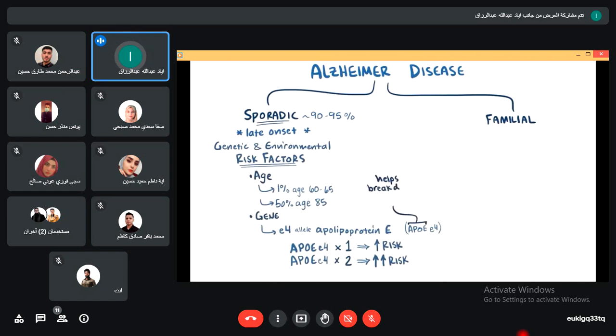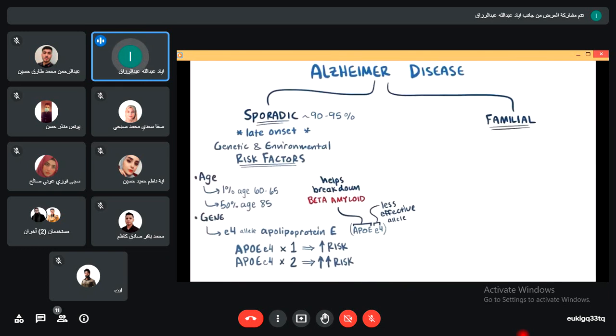Apolipoprotein E helps break down beta amyloid, but the E4 allele seems to be less effective than the other alleles, like the APOE E2 allele, meaning patients are more likely to develop beta amyloid plaques. Familial Alzheimer's disease, on the other hand, is used to describe cases where some dominant gene was inherited that speeds up the progression of the disease.